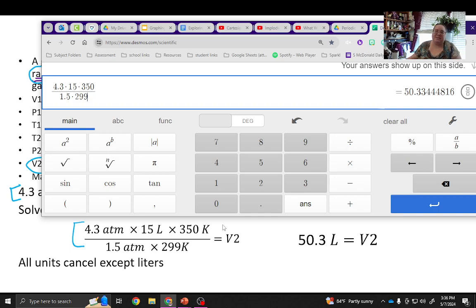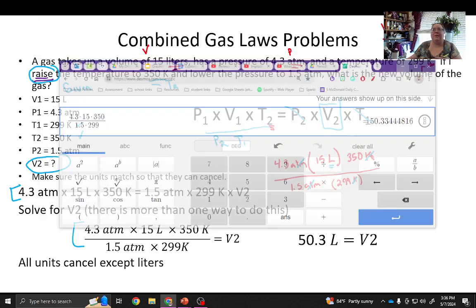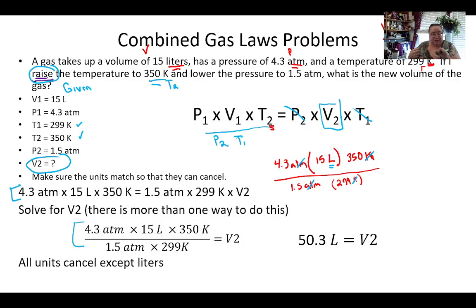Now, one thing that does not necessarily apply to this problem, but we might see, is you also have to make certain your volume is in the same units. So if for some reason it was asking me for milliliters, I would have to do that conversion. It's not, so I'm not going to worry about it.